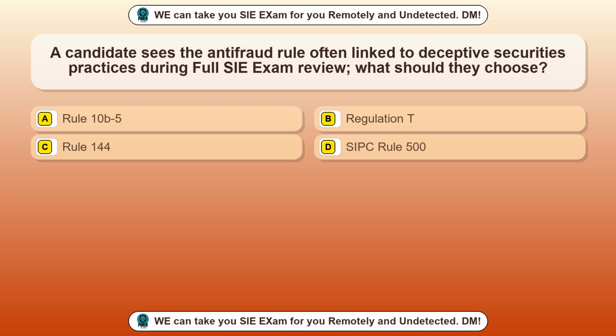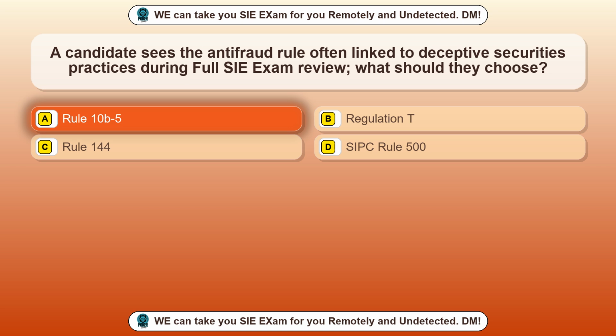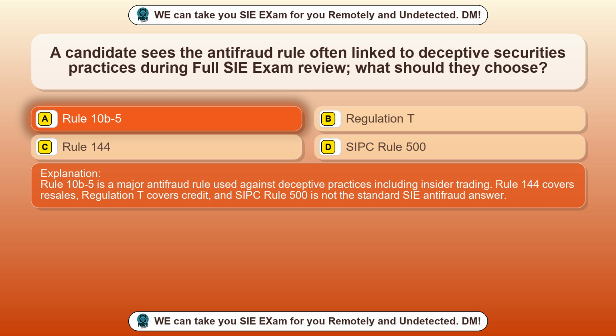Question 95. A candidate sees the anti-fraud rule often linked to deceptive securities practices during full SIE exam review. What should they choose? Option A, Rule 10b-5. Option B, Regulation T. Option C, Rule 144. Option D, SIPC Rule 500. The correct answer is option A, Rule 10b-5. Rule 10b-5 is a major anti-fraud rule used against deceptive practices, including insider trading. Rule 144 covers resales, Regulation T covers credit, and SIPC Rule 500 is not the standard SIE anti-fraud answer.